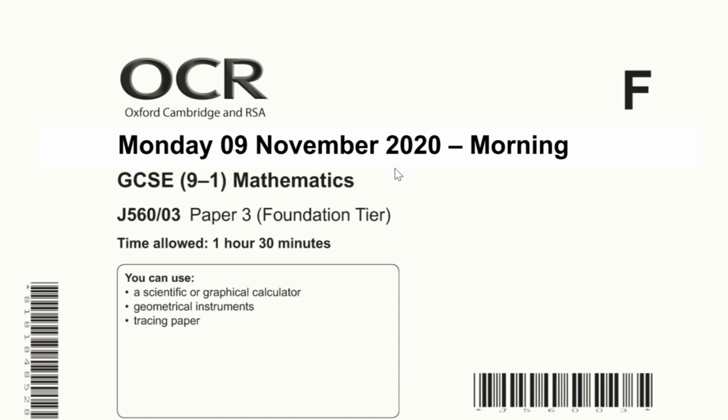This is the OCR GCSE 9-1 Maths Foundation Paper 3 from the November 2020 series, and this paper is a calculator paper.